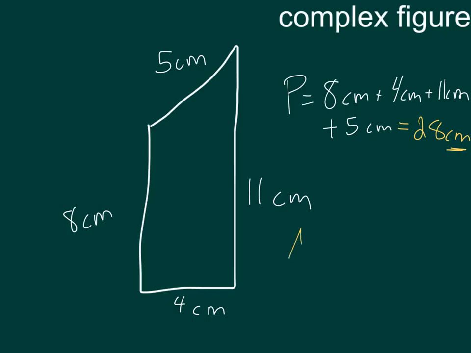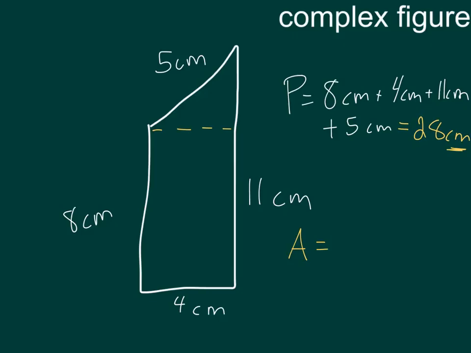The area, however, is going to be more complex because if this is the base, then I don't know, is 8 the height or is 11 the height? Or if 5 is the base, is there a perpendicular? No, that wouldn't work. So what I really need to think about here is, can I break it into smaller pieces that I know how to solve? And if I look closely here, there it is. I've got a rectangle here, and I've got a triangle right here.